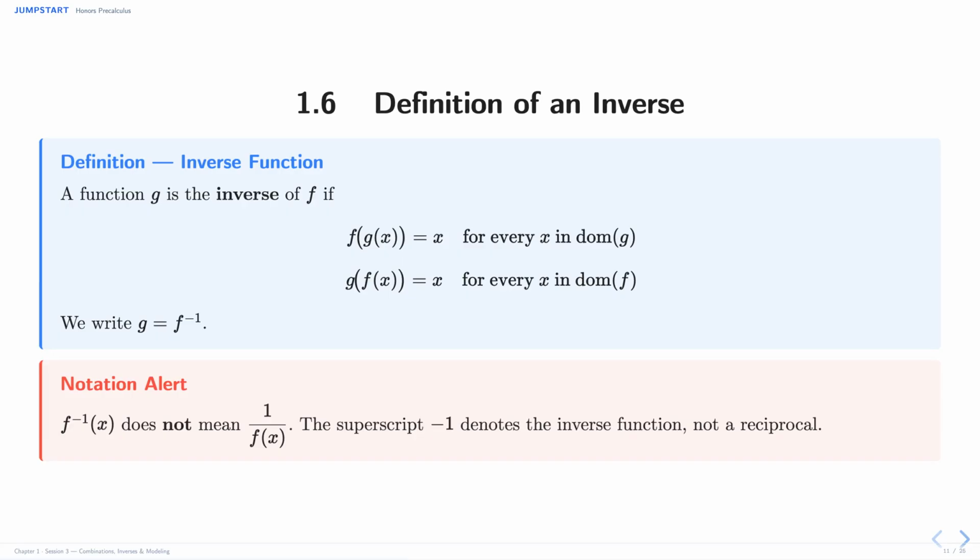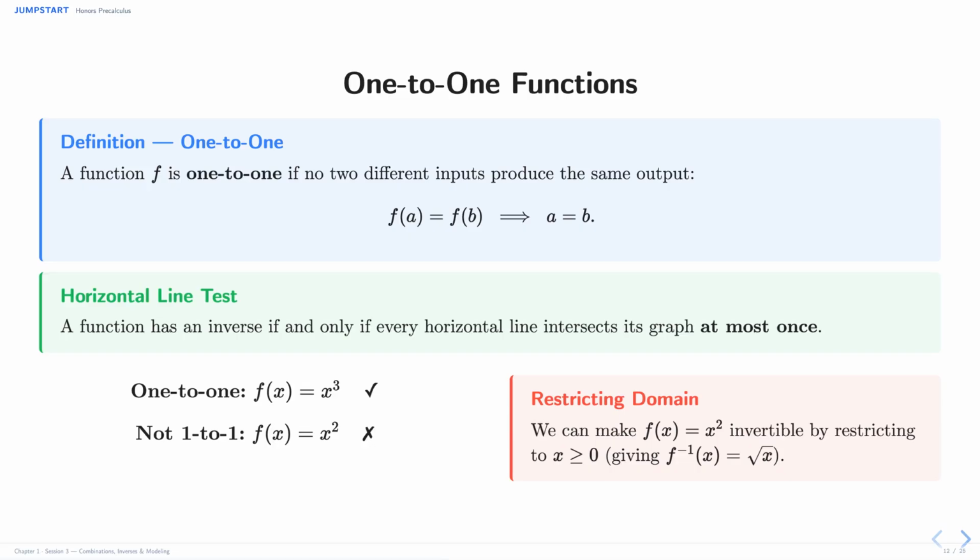We denote the inverse of f as f inverse. It's important to note that f inverse of x does not mean 1 over f of x. The superscript -1 indicates the inverse function. A function is considered one-to-one if no two different inputs produce the same output. This can be expressed as if f of a equals f of b, then a must equal b.